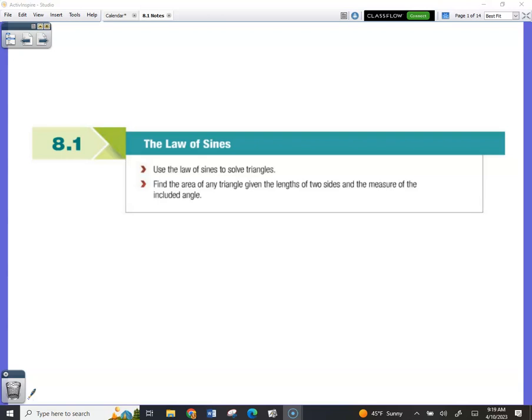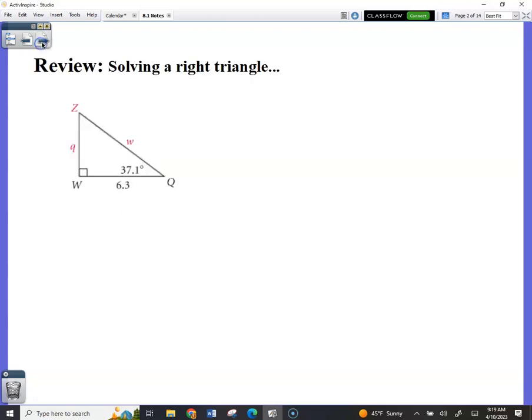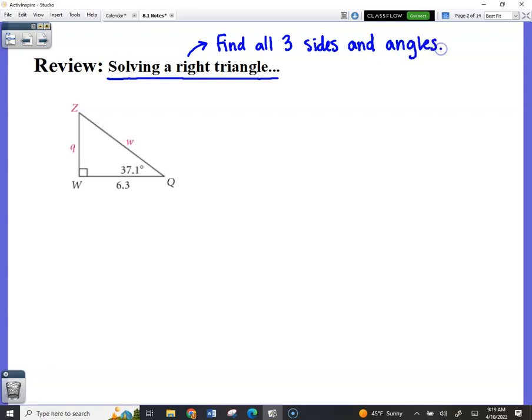So that's actually the very first slide: do you remember from geometry, if I gave you that triangle, how to solve for it? You should, but if not, here you go. If I say solve a right triangle, it means that you are going to find all three sides and angles. That's what it means.